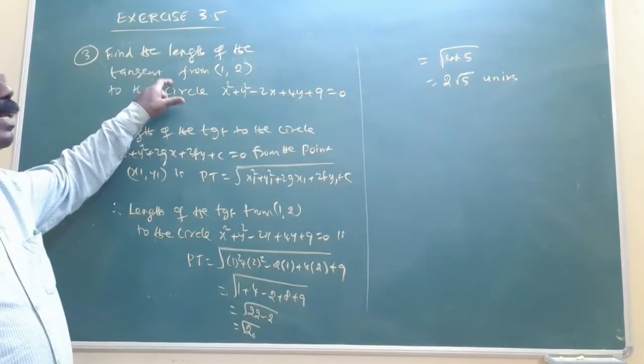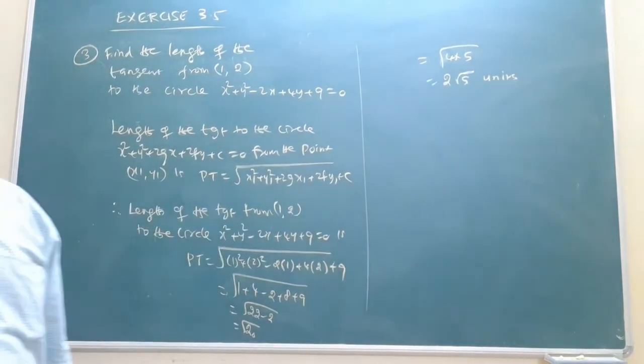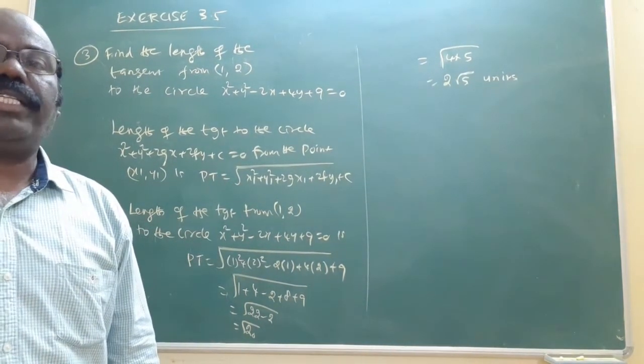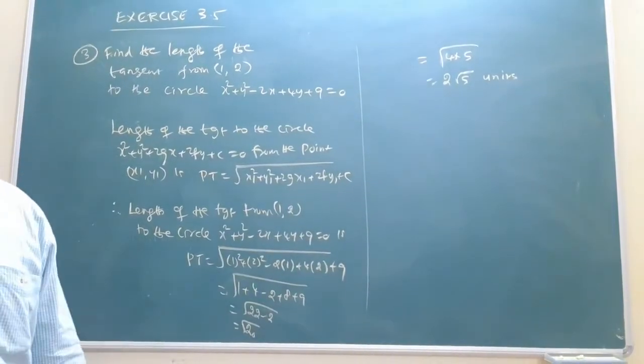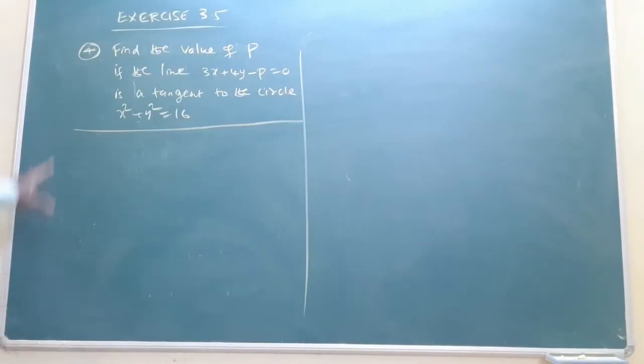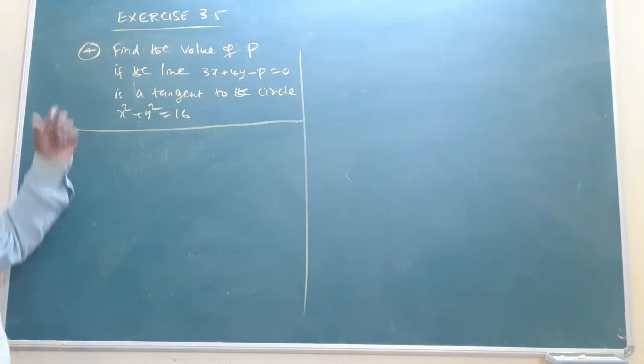Sometimes the equation of the tangent is asked in some other way: x square becomes xx1, y square becomes yy1. That's why read the question clearly. That's all for this question. Now the fourth question. This is important, 3 mark or 5 mark.